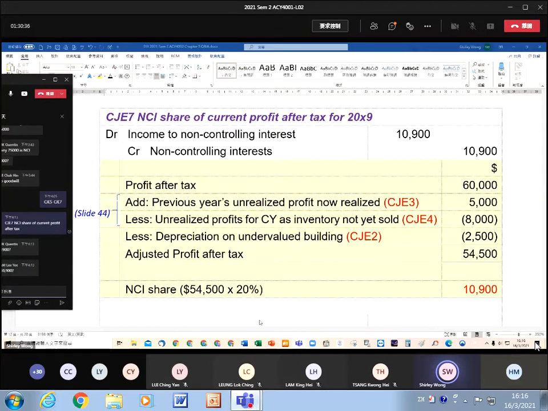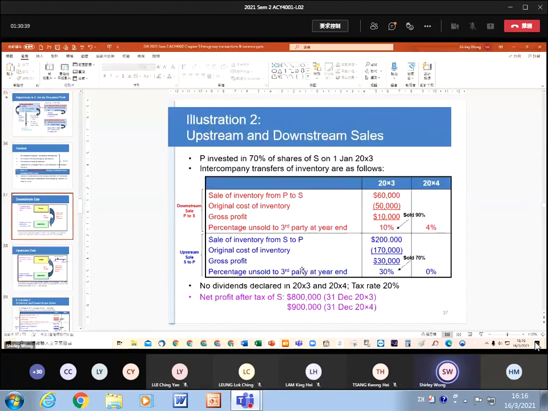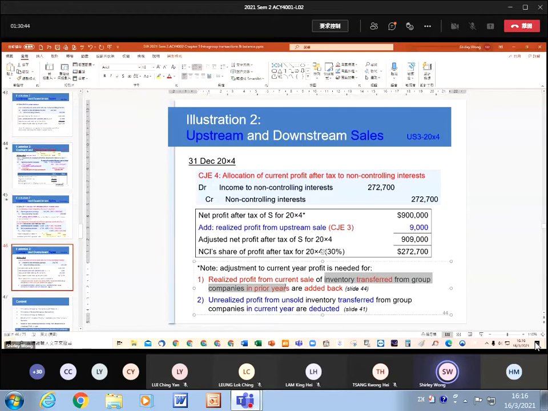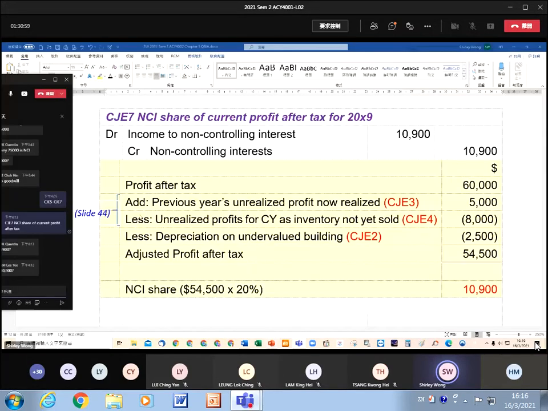So let's go back to slide 44, what information it actually gives to you. On slide 44, it says that when there is an inventory transfer in the prior year, that means last year we had an inventory transfer, but we had not yet sold it out. Now we sold it out, and then we will realize the profit for the current year. Therefore, we need to add it back. So it is added back here. In this case, we are talking about the transfer of inventory that happened last year, and those profits should not be recognized until it is sold to an outside third party. So the prior year's unrealized profit now being realized should be 5,000.